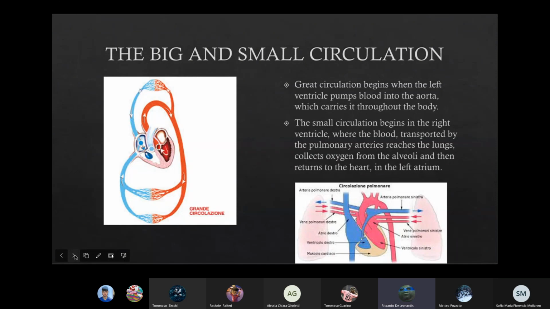The big and the small circulation. The great circulation begins when the left ventricle pumps blood into the aorta, which carries it throughout the body. The blood is then carried to the organs and cells. After this, the blood will then be passed through the kidneys, where it's cleared of potential unwanted germs and bacteria, and then returns to the heart in the right atrium.